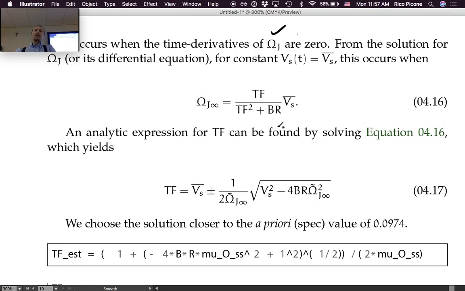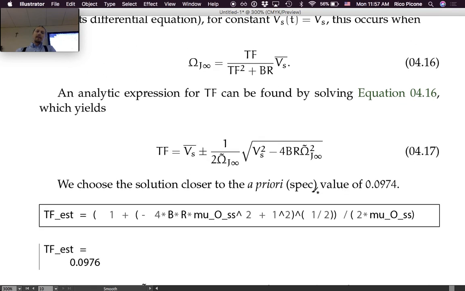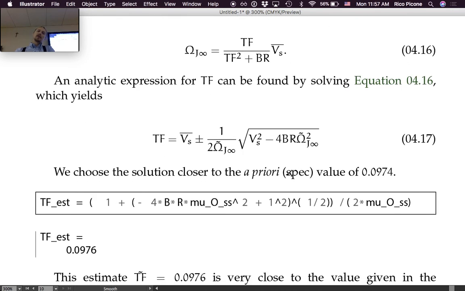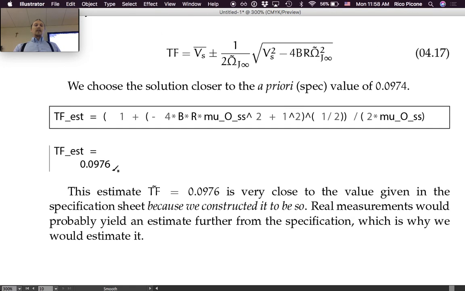So we can solve this for TF, which is this, okay? There are two solutions, plus or minus. We choose the one that's closer to the a priori or spec value of 0.0974. We evaluate it and it comes out to be 0.0976, which is very close to 0.0974 because we constructed it to be so, right? We constructed this data from a model that had TF equals 0.0974. We estimated it to be 0.0976.